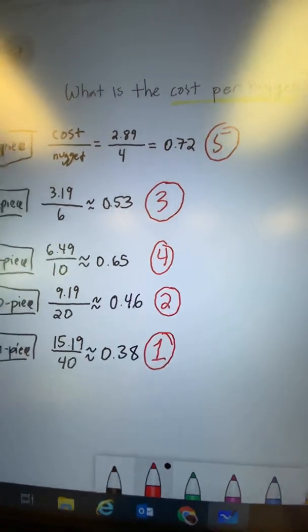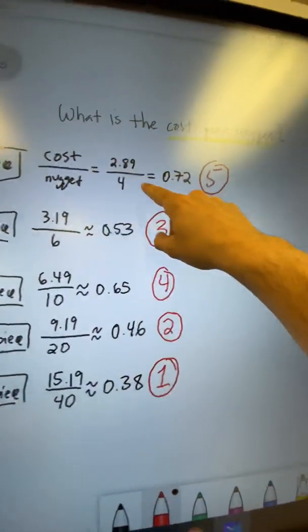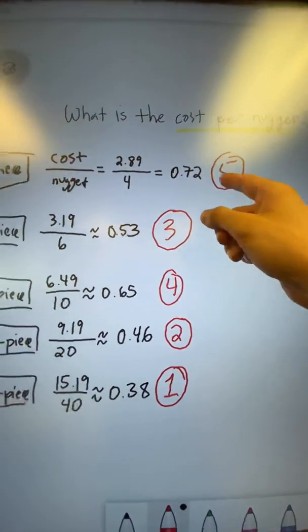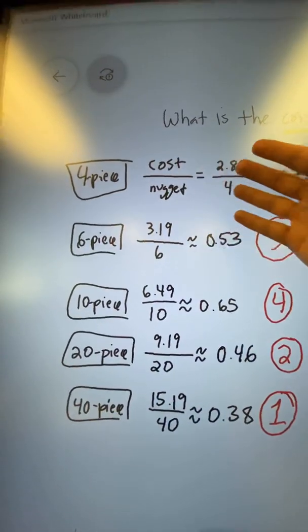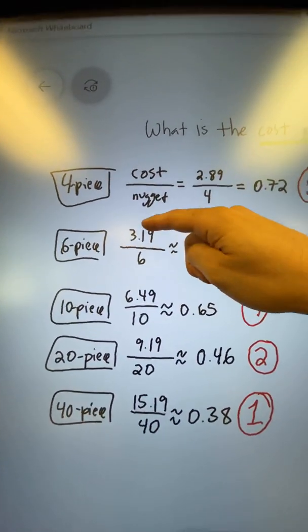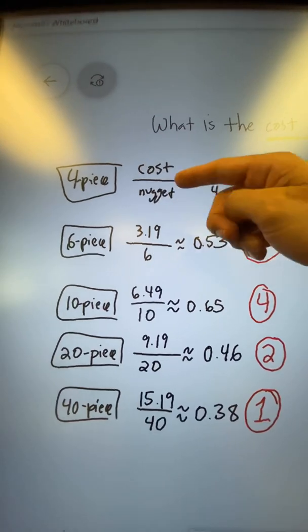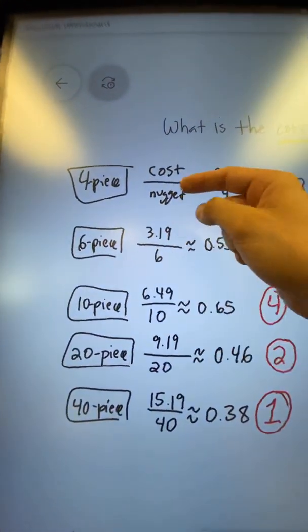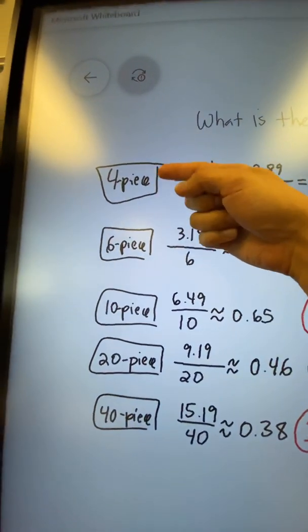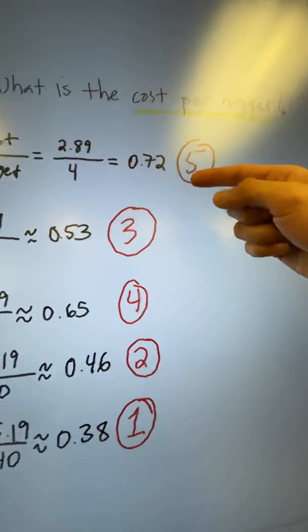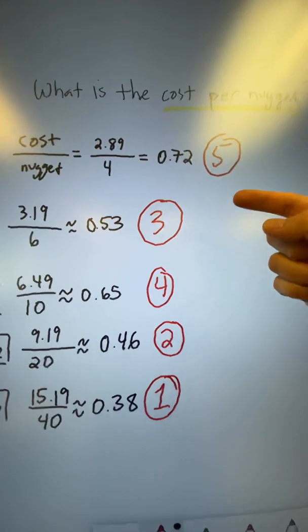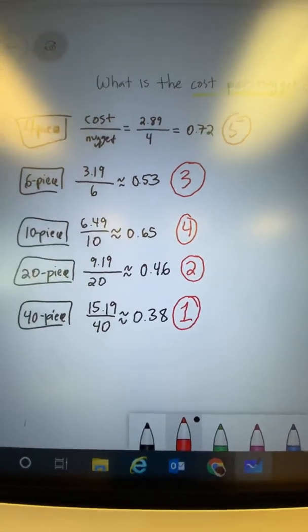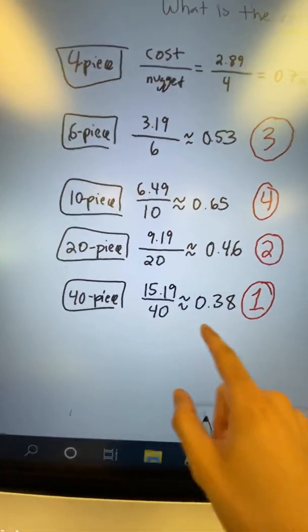When I was thinking about this situation, I noticed that the 4-piece costs the most per nugget, and I was thinking about marketing tactics. Again, these are McDonald's costs, and it might vary depending on where you live. But in this location, it's 72 cents per nugget. I wonder if maybe more people tend to buy a 4-piece nugget, and that's why they charge the most per nugget for 4 pieces. That was just one idea. But if you really want the best deal, it'd be a 40-piece.